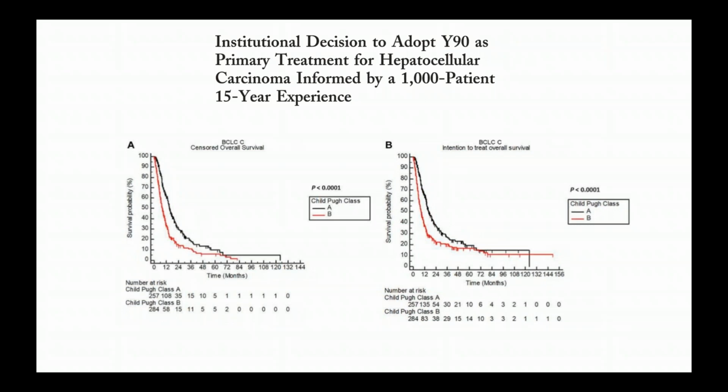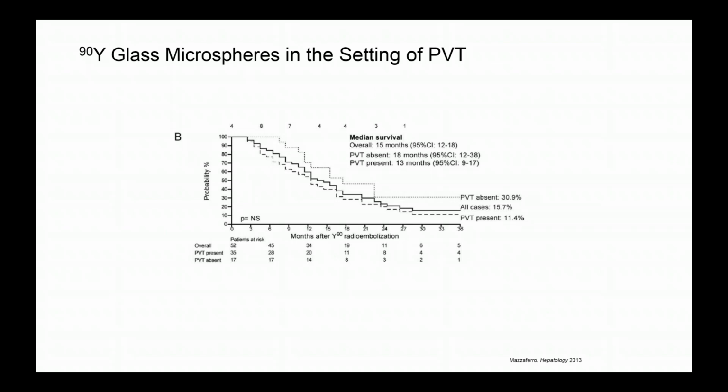And this is BCLC-C. These are advanced, either mostly with portal vein tumor thrombus or with decrease in performance status. There's a couple papers on the use of microspheres in the setting of portal vein tumor thrombus. There were some questions yesterday. So this is out of the Italian group looking at patients with portal vein tumor thrombus, and I'll show another paper in a moment. This is the patient with tumor thrombus, this is the patient without, so there's slight difference in their survival, but technically it was non-significant.